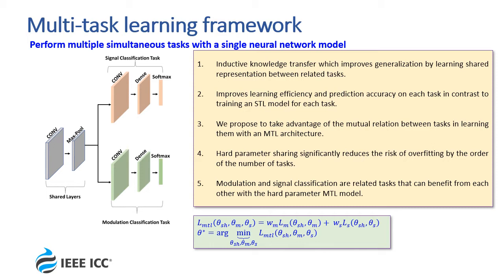And this equation here shows the overall task loss parameterized by the neural network parameters on the shared and task specific branches. And the overall task loss, LMTL, is a weighted sum of the task loss on the two tasks, which is the signal classification and modulation classification. So WM is the weight assigned to modulation, and WS would be the weight assigned to signal classification. And theta SH, theta M, theta S represent the neural network parameters, the weights on the shared, modulation and signal classification branches.